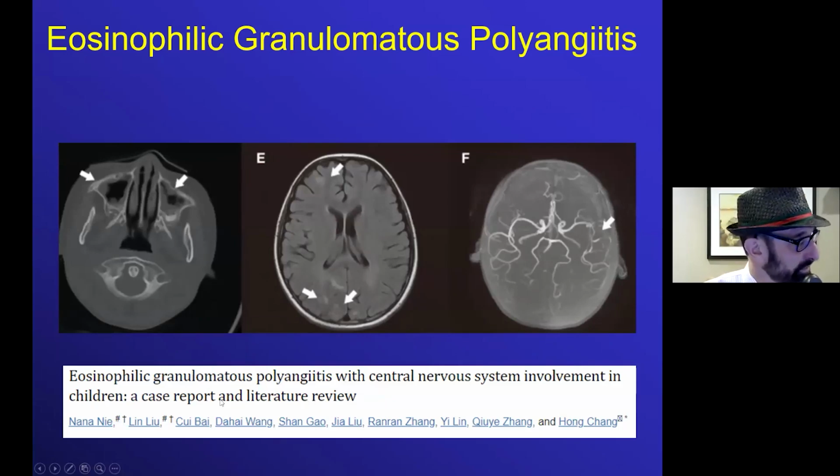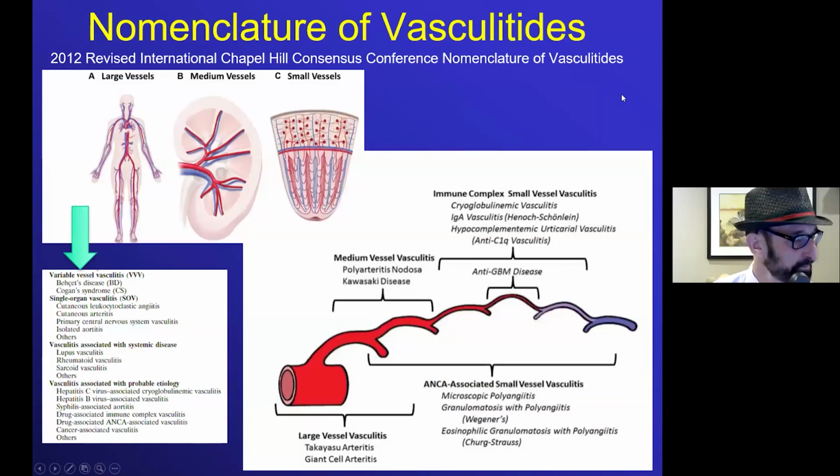Here is a case from the literature of a patient showing the sinonasal involvement with the eosinophilic granulomatosis, as well as white matter disease and areas of vascular narrowing that you can see. Again, the white matter disease may look like PRES. Here's something a little bit more anterior. This is more the posterior reversible encephalopathy syndrome example with eosinophilic granulomatosis with polyangiitis.